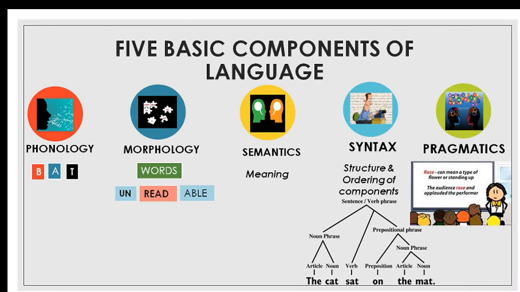Here is an example in front of you, the word rose. It can be a type of flower or the V2 form of standing up. It has two meanings. Rose means a type of flower, and we also use it as the past form of rise. Here they have used it as: the audience rose and applauded the performer. So this is how pragmatics works in a language when we actually converse with another person. So these are the 5 basic components of language, and I hope these are very clear to you and easily understandable.